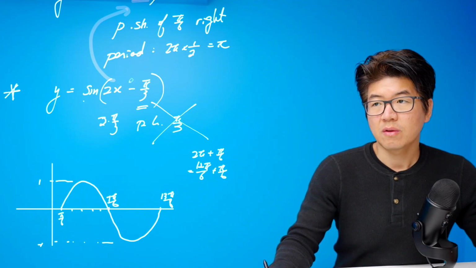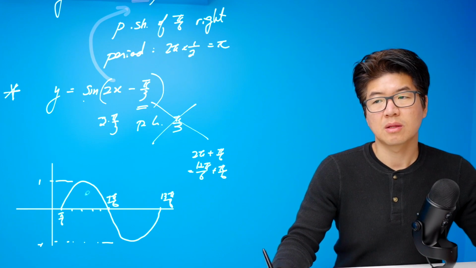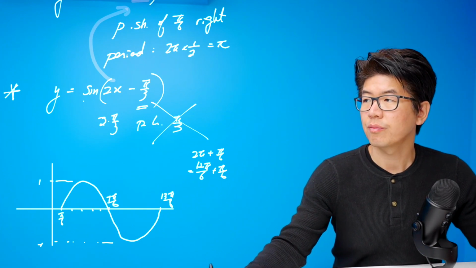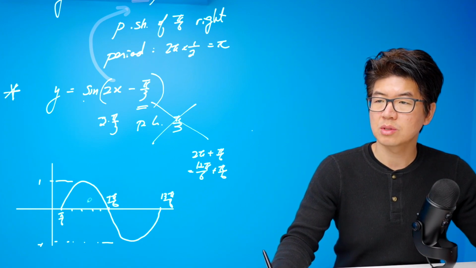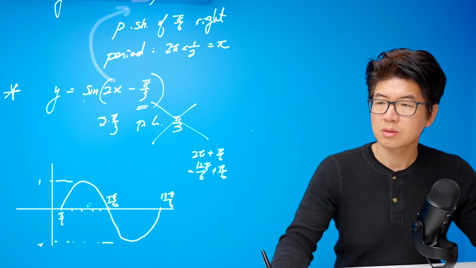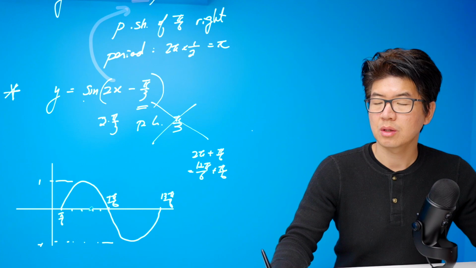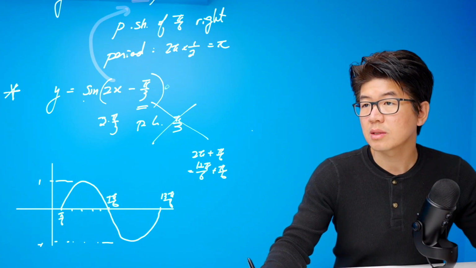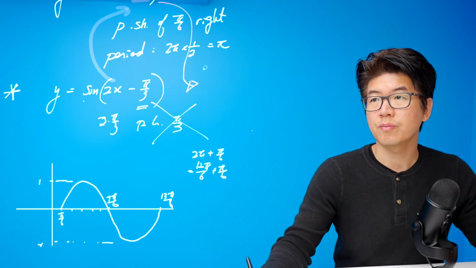This will be the graph if there was no 2, right? So we're not done. I just shifted it. So now let's finish it off by compressing it. So instead of finishing here, you should finish here, right? So let's actually do a proper transformation mapping here to make this really simple.